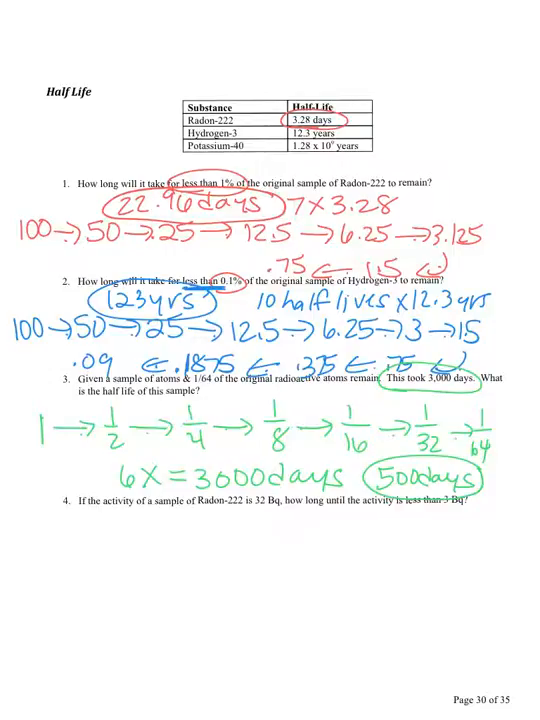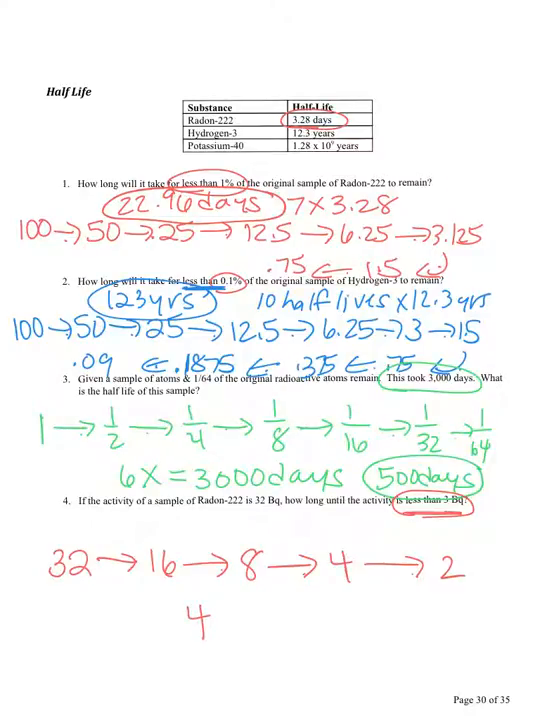The last one, it says the activity of a radon sample starts off at 32 becquerels. How long until the activity is less than 3? So I start at 32 this time because that's my starting point. I decay to 16 to 8 to 4. Notice key phrase less than 3. So I've got to go one more to get down to 2. So this takes 1, 2, 3, 4 half-lives.